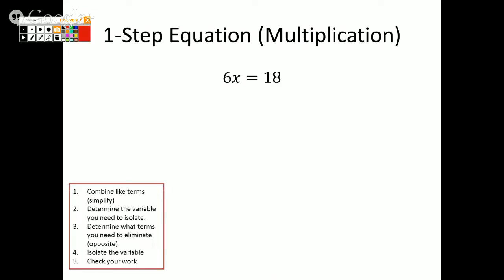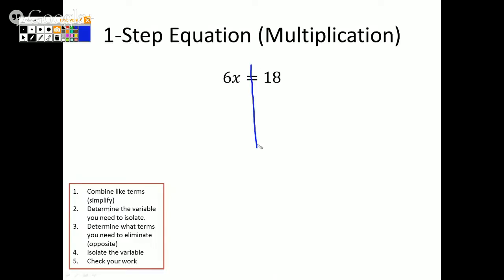Again, first step, combine like terms and simplify. All my terms, this equation's already simplified into a one-step equation. We're going to determine the variable we need to isolate, which is x. I'm going to determine what terms I need to eliminate. So I need to get rid of my 6. And I'm going to do the opposite operation, and I'm going to get rid of that 6 to isolate my x. And then I'm going to check my work. So as I go up here, let's go ahead and start.